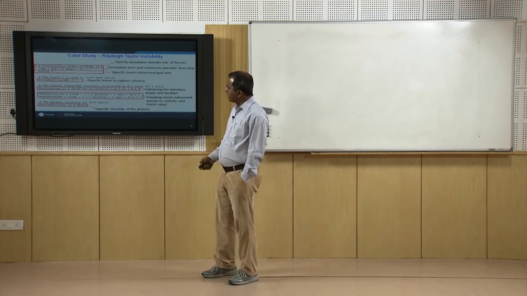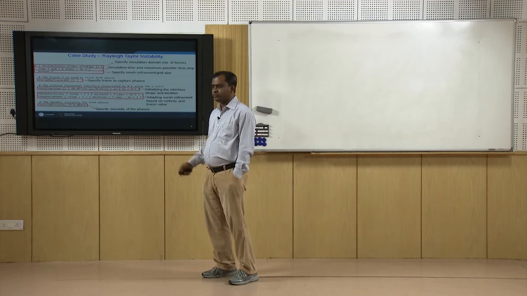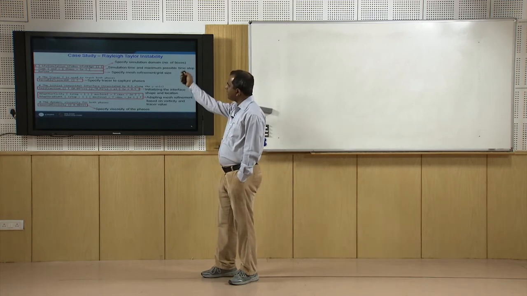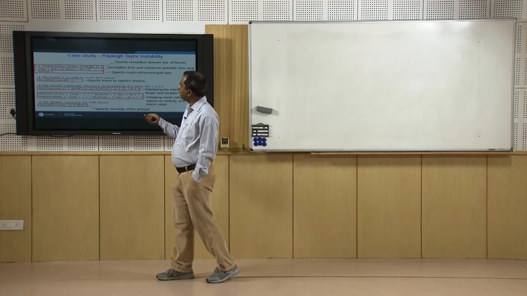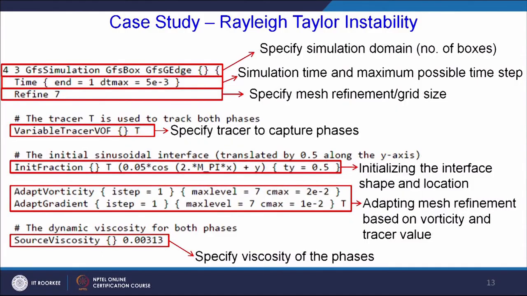Okay. So, first I will be showing you some important features of the script, what we need to write down. Here you see first we have written 4 3 GfsSimulation GfsBox GfsEdge. Now, this 4 3 means we are having 4 boxes. Already I have told you what is the meaning of a single box, which will be nothing but a cube in 3D and a square in 2D. So, we are having over here 4 boxes. How they will be placed, I will be showing you at the end.